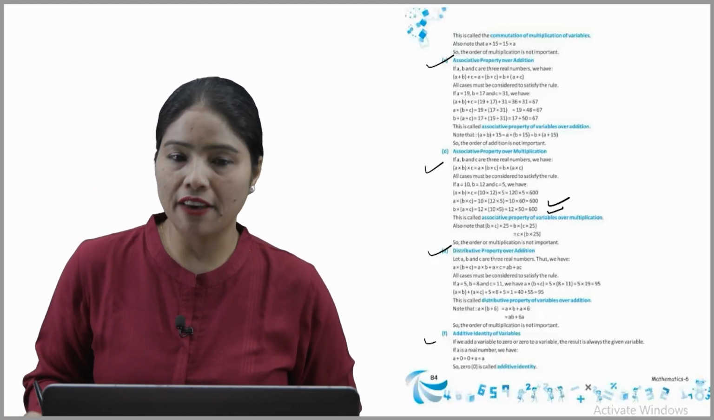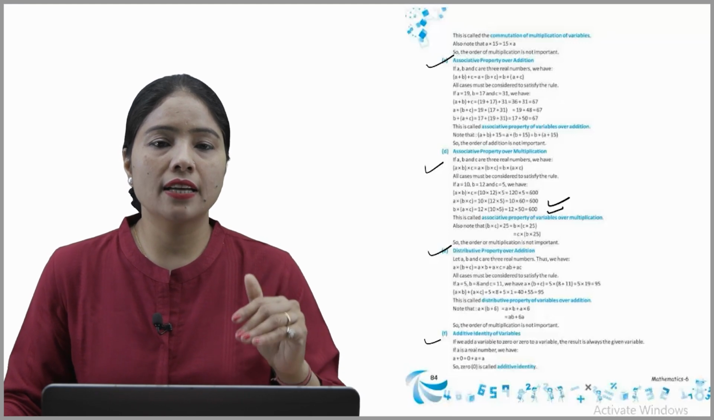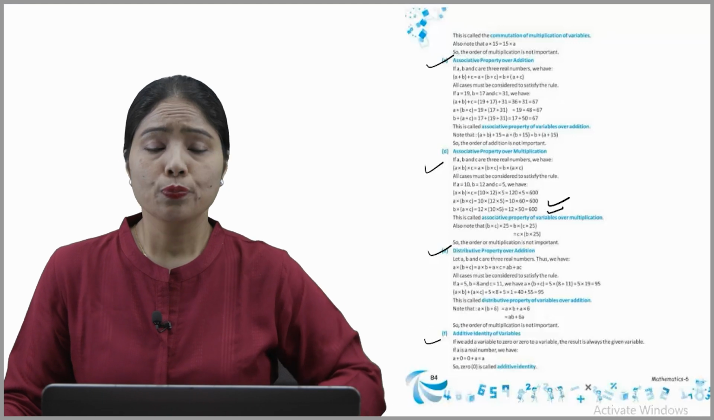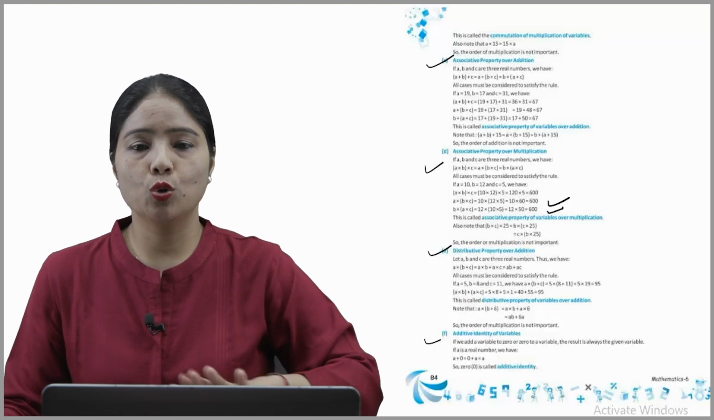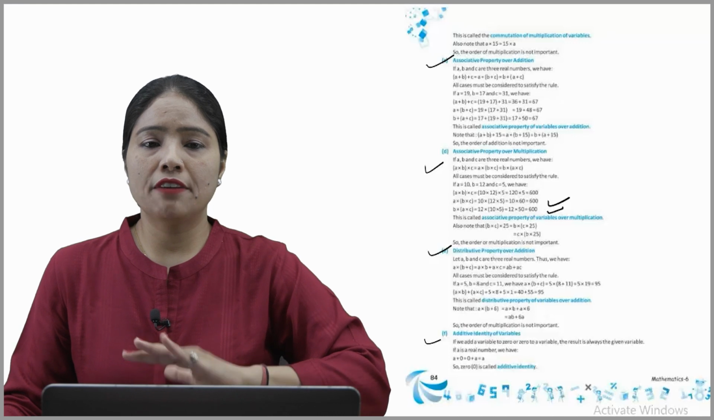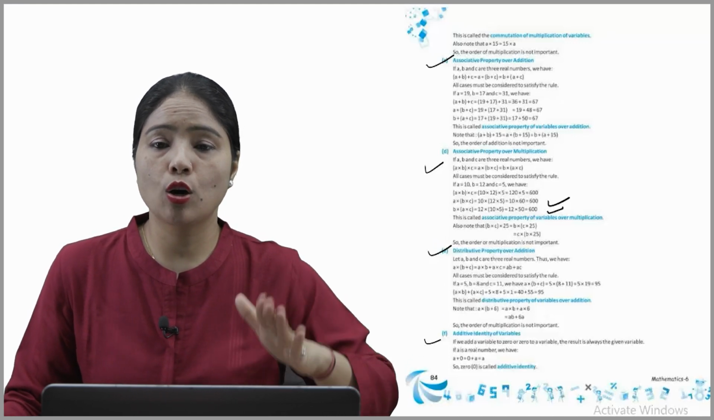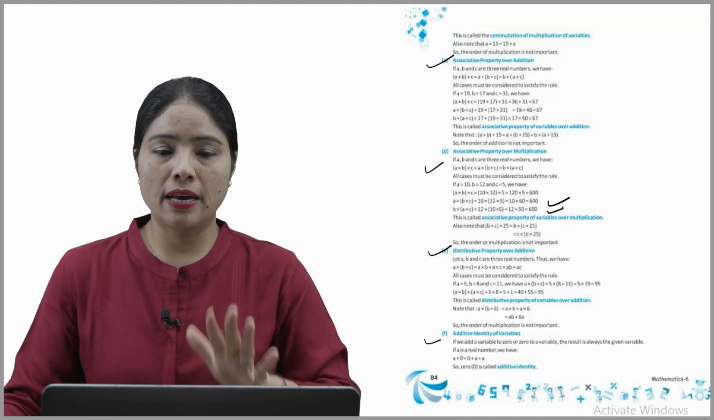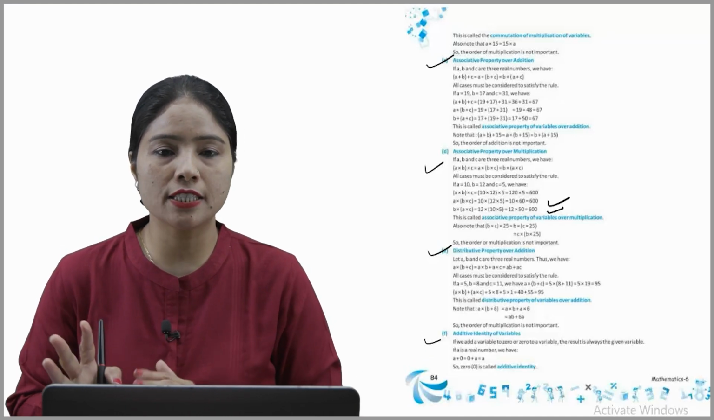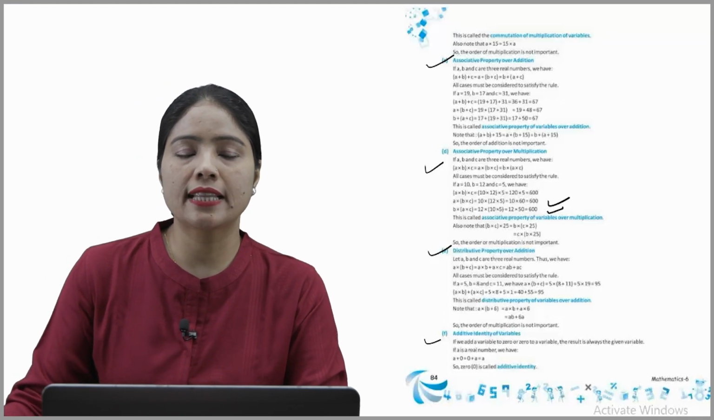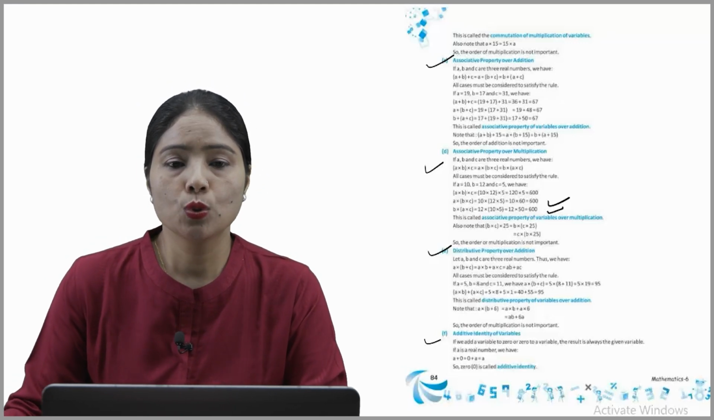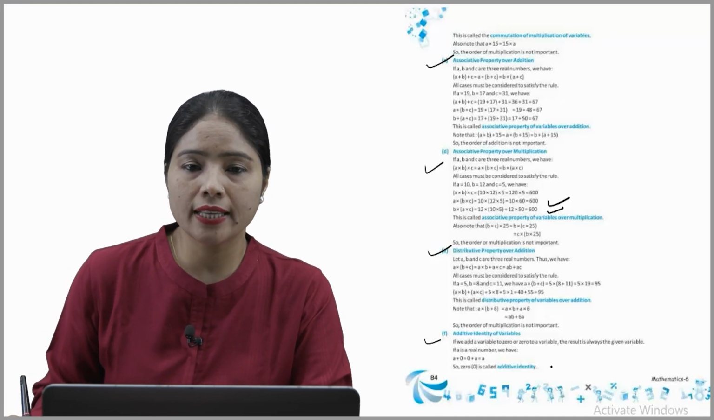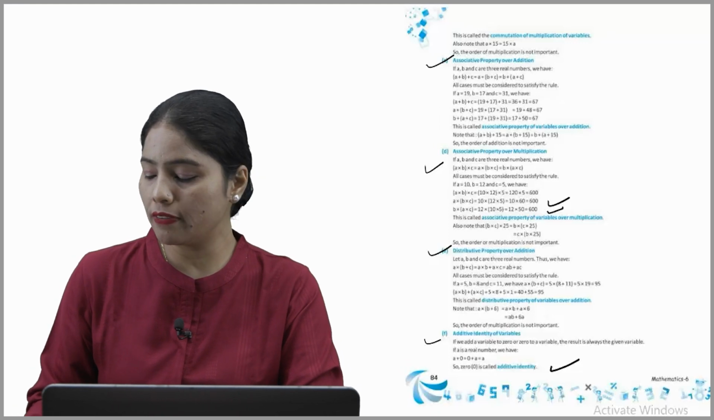Now this is F. It's the additive identity of variables. So if we add a variable to 0 and 0 to a variable, the result is always the given variable. If a is a real number, then a plus 0 is the same as 0 plus a, that means a. So 0 is called the additive identity. I hope you understood well.